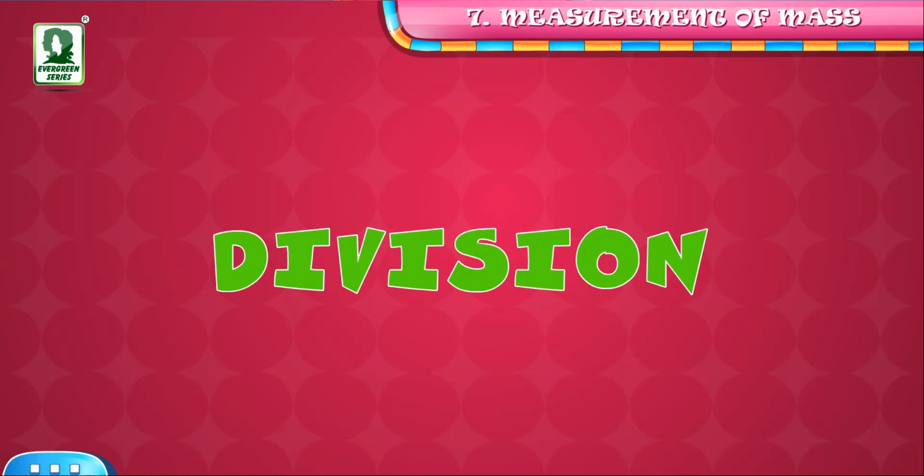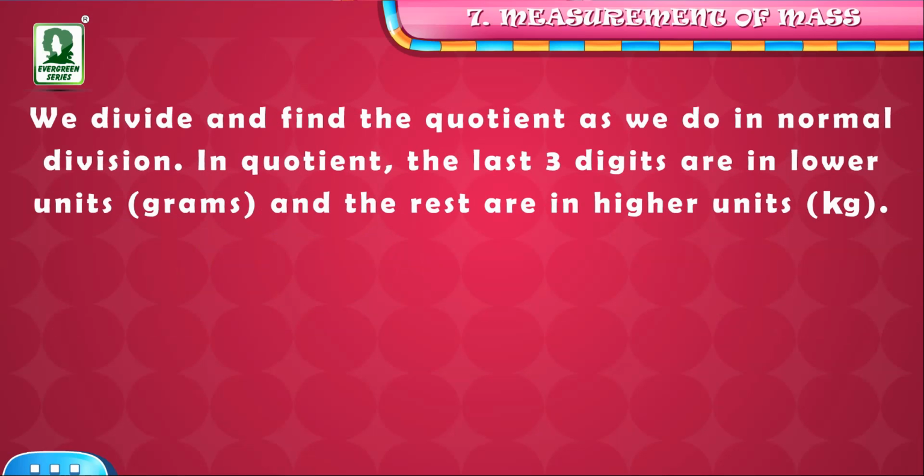Division. We divide and find the quotient as we do in normal division. In the quotient, the last three digits are in the lower unit, grams, and the rest are in the higher unit, kg.